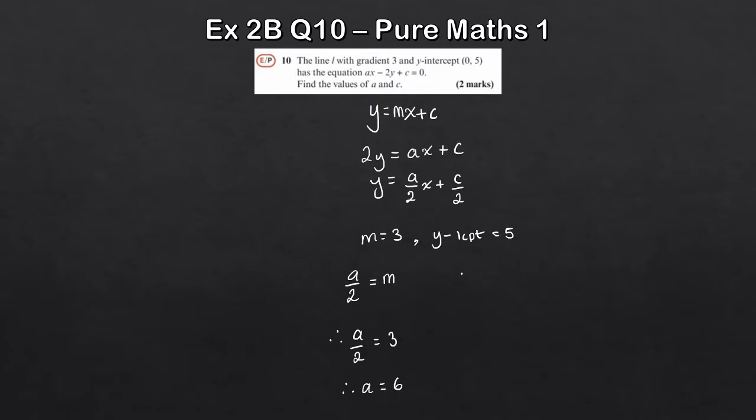Do the same here, so therefore c over 2 is equal to our y-intercept here, so that's equal to 5. And again, just times through by 2. So c is equal to 5 times 2, giving us 10. So a equals 6, and then c equals 10.